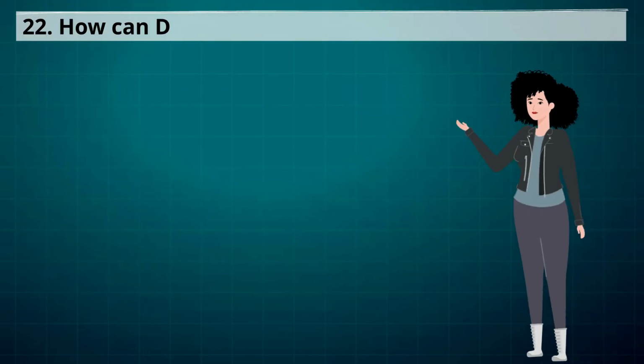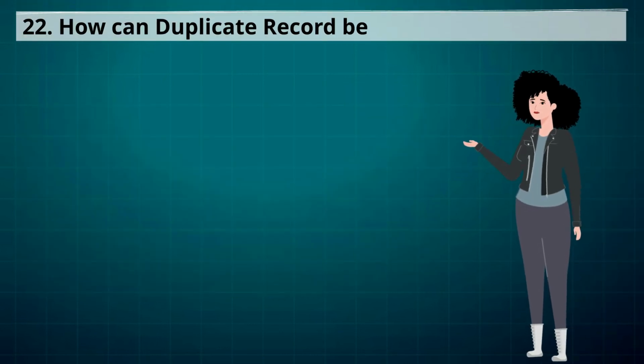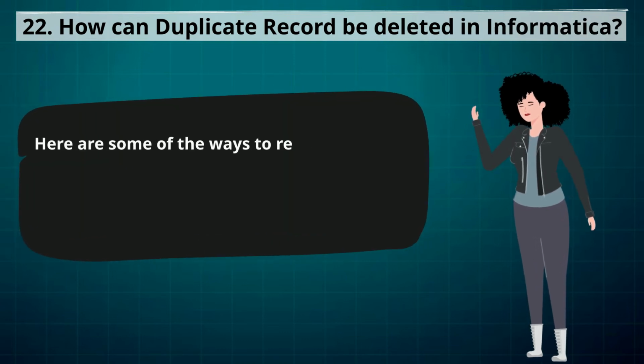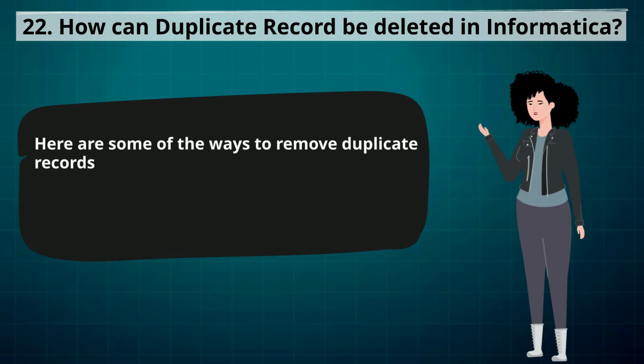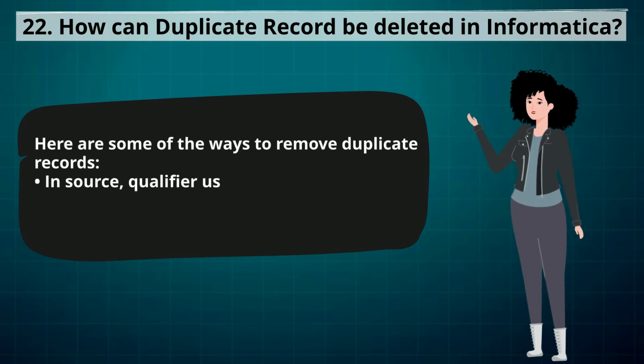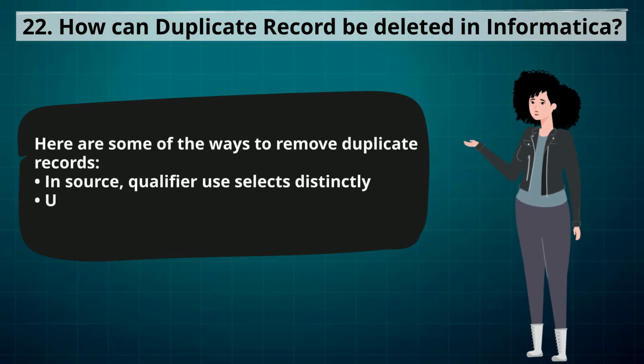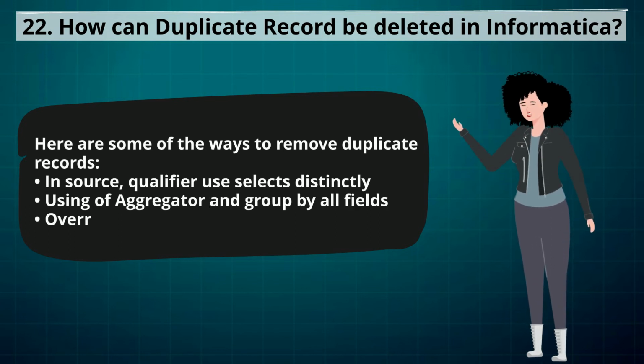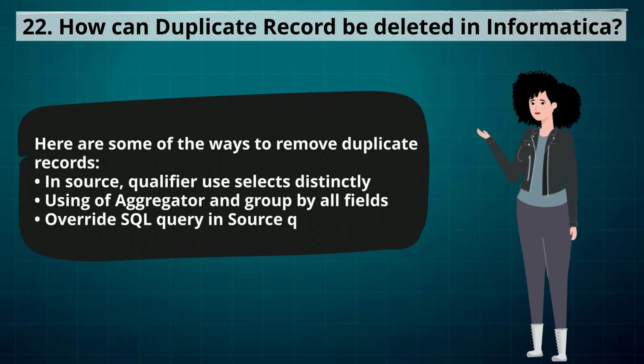22. How can duplicate records be deleted in Informatica? Here are some of the ways to remove duplicate records. In the source qualifier, use select distinct. Use an aggregator and group by all fields. Override the SQL query in the source qualifier.